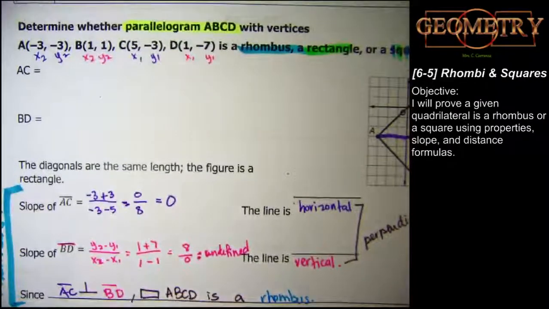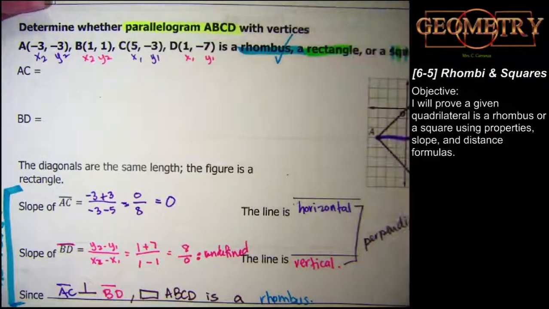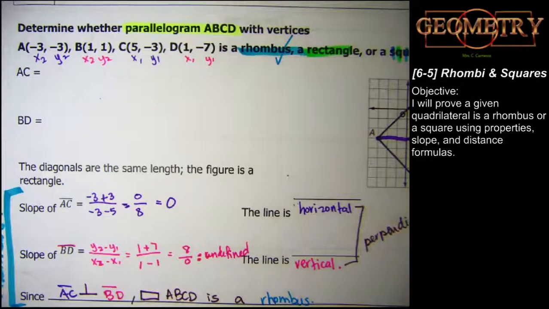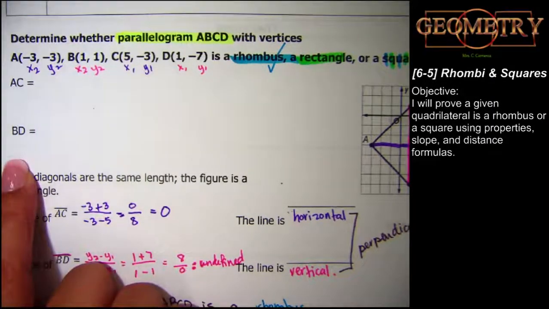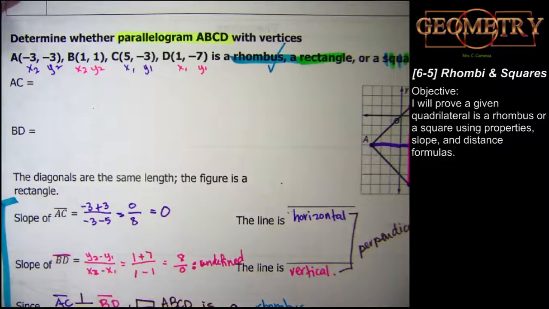But we were asked, not only do we want to know if it's a rhombus, we want to know, is it also a rectangle? And in order for it to be a rectangle, we want a rectangle. Put on your rectangle. Huh? The diagonals? The diagonals need to be congruent. So I'm looking at the diagonals again. Notice how we have the diagonal names listed and they have no symbol over them, which means we're looking at their distance.